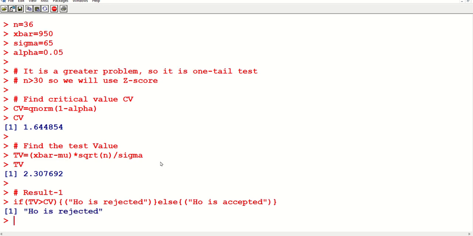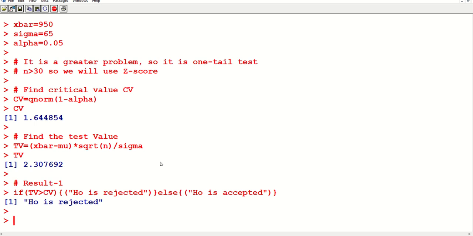Okay. So if you will enter, what is the answer coming? Answer is coming H naught is rejected. Okay. So this is how we conclude the result. But we can calculate the p value also and compare that value with the alpha also. Okay. So now we will calculate the p value.